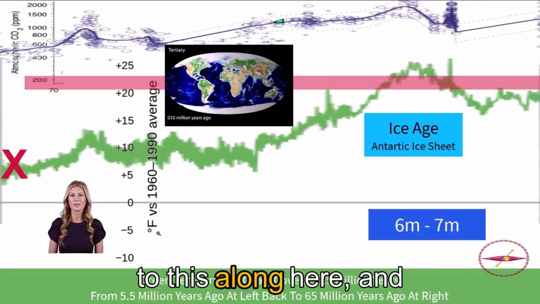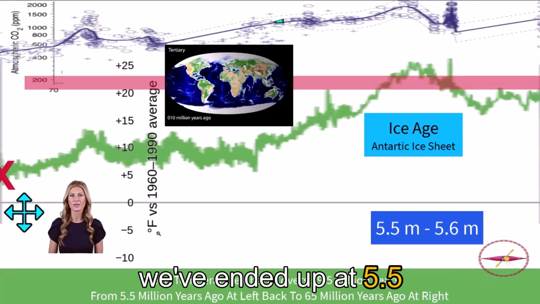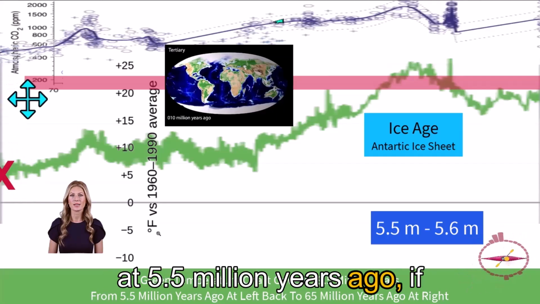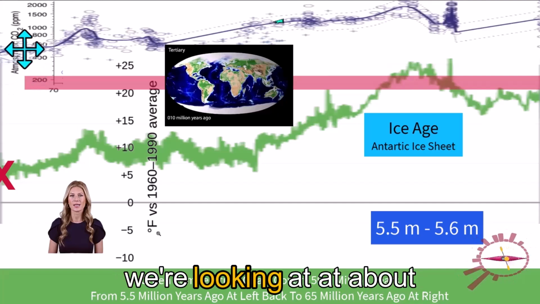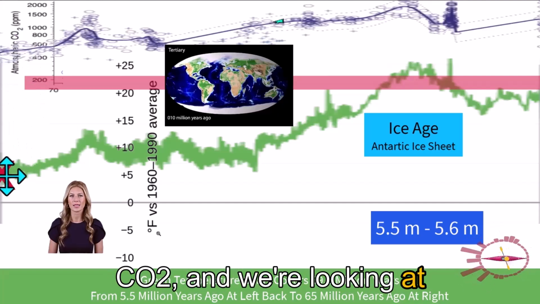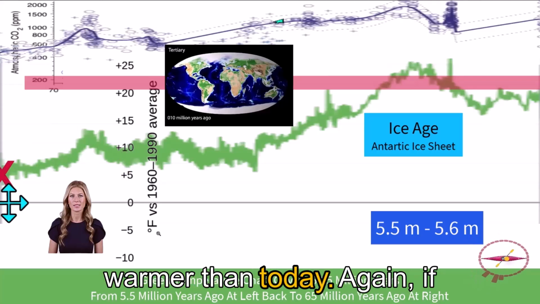I'm going to continue this along here, and we've ended up at 5.5 million years ago. And even at 5.5 million years ago, if we look at the CO2 gauge, we're looking at about 550 parts per million on the CO2, and we're looking at approximately 6 degrees warmer than today.